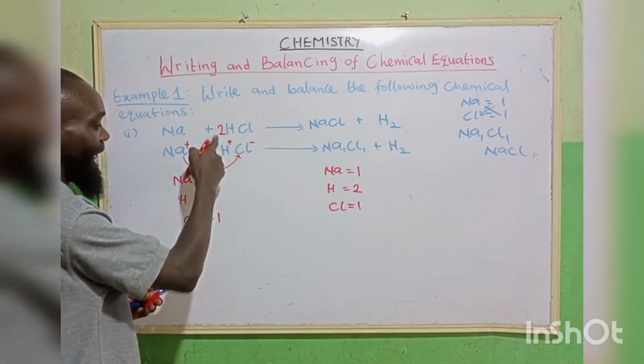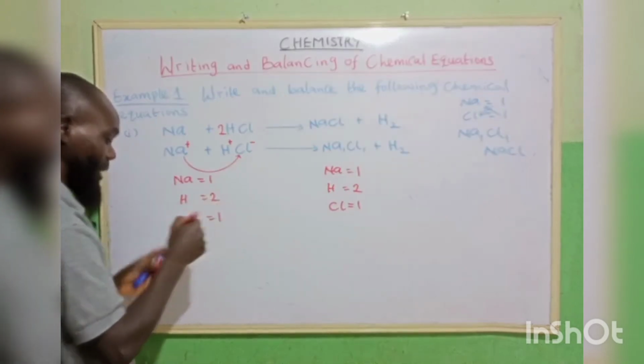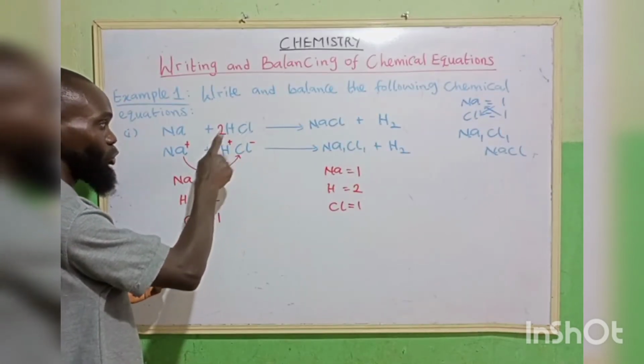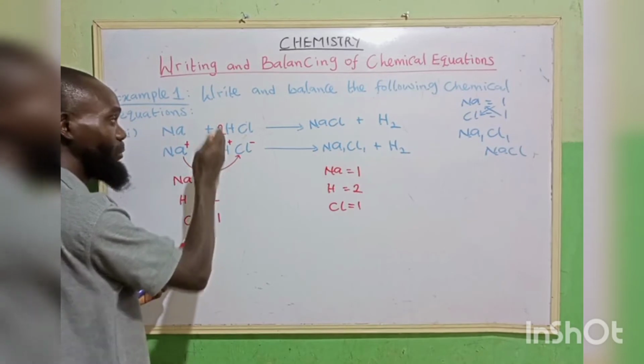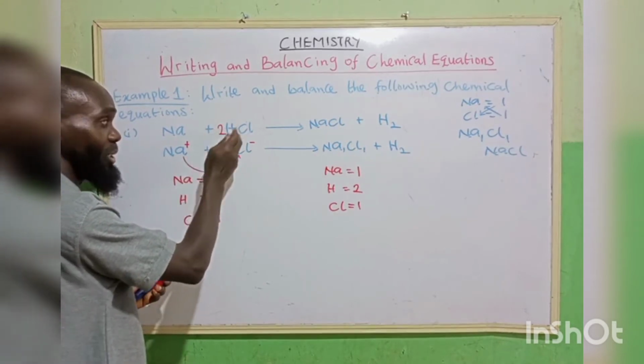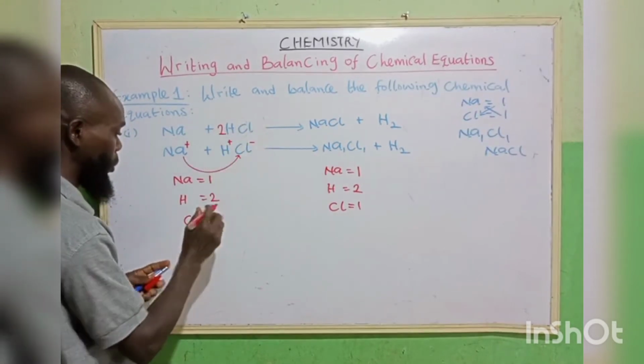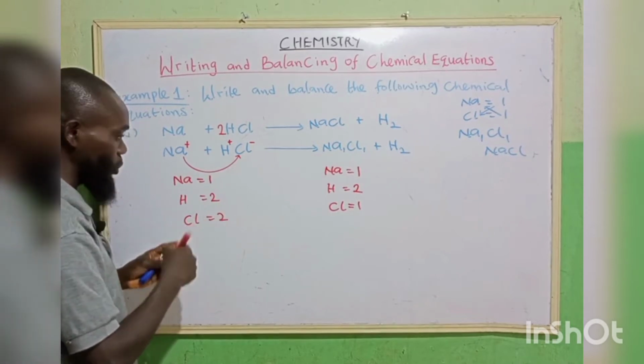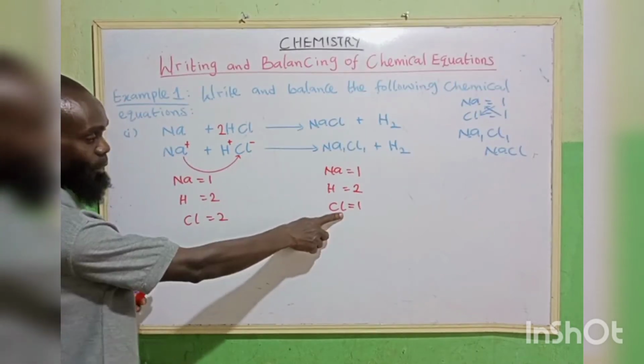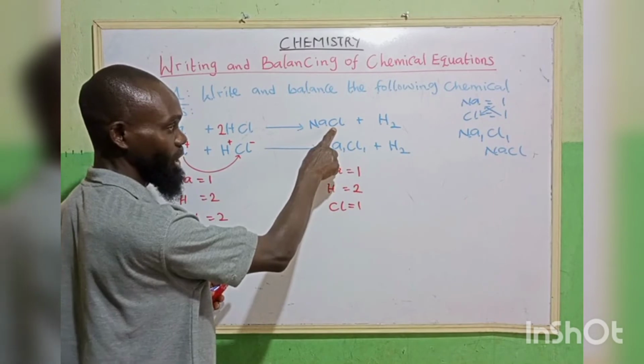If I put 2 here, hydrogen has changed to 2. Likewise, chlorine has changed to 2 because this 2 is for everything now. It is before the 2 elements. So chlorine has changed to 2. Now, since chlorine has changed to 2, come here, we have to change this chlorine to 2. And we have chlorine here.